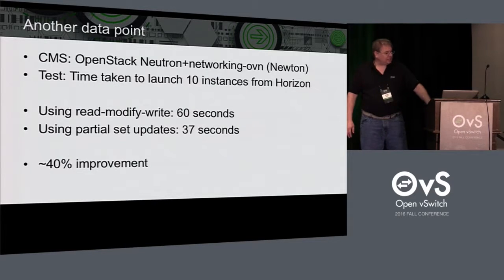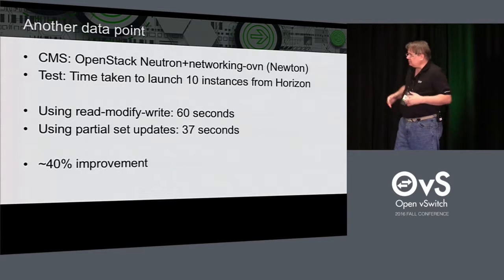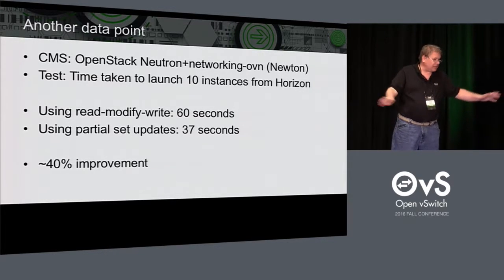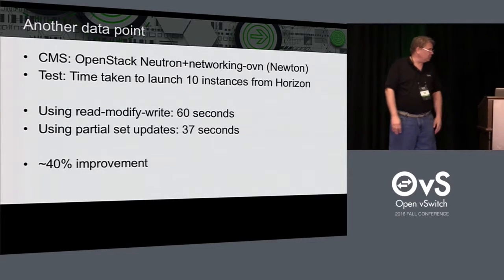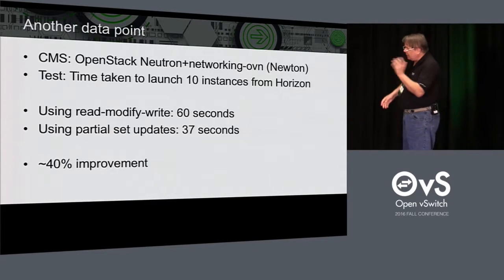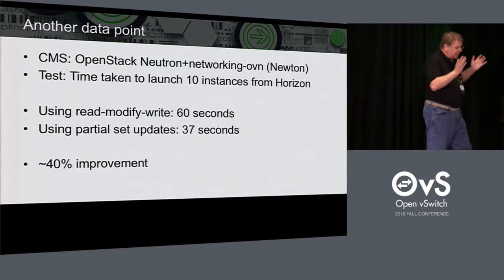Another test that our networking OVN guys ran was to run just a simple 10 instances from Horizon. This isn't fancy Rally, this is just timing what Horizon did, and they saw like a 40% improvement without having to do a whole lot of work. So this we thought was a big win. This is in 2.6, so you can feel free to make use of it.